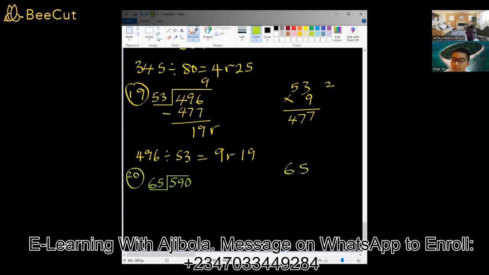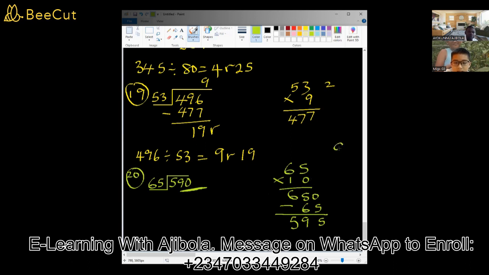Now we have 65. If I say 65 times 10, that will be 650. Okay? But I have 590, which is less than this. So let me remove a 65 from this. I have 10 minus 5 is 5. And 14 minus 6 is 9. Then I have 5 here. That's 595. So that means if I remove 1 out of the 10, I have just 9.